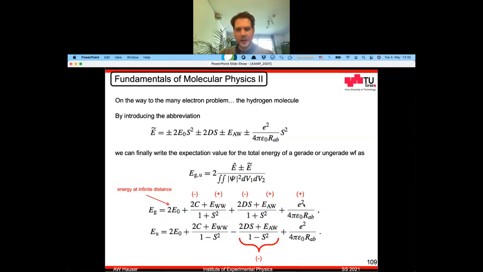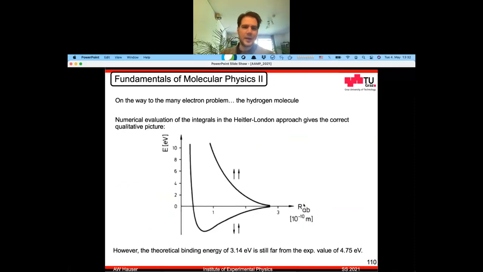And if you calculate these integrals based on your solutions of the Schrödinger equation for the hydrogen atom, you again get a picture that looks basically like this. Energy as a function of distance, when calculated for different distances R A B, gives you in the gerade state, where you have an anti-symmetry in spin because we are symmetric in the spatial part, the bound state with a clearly defined minimum, which we then call the equilibrium position, because this is where you will find the molecule most with the largest probability.